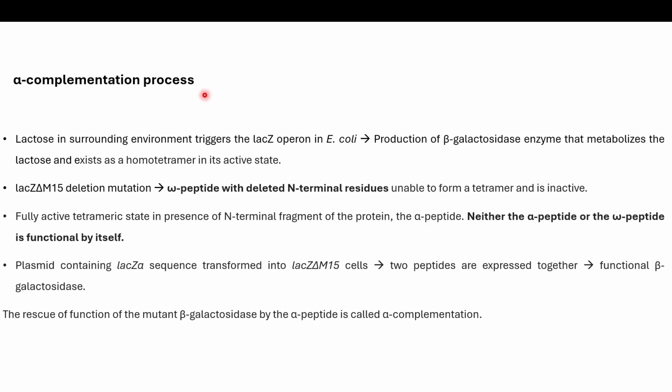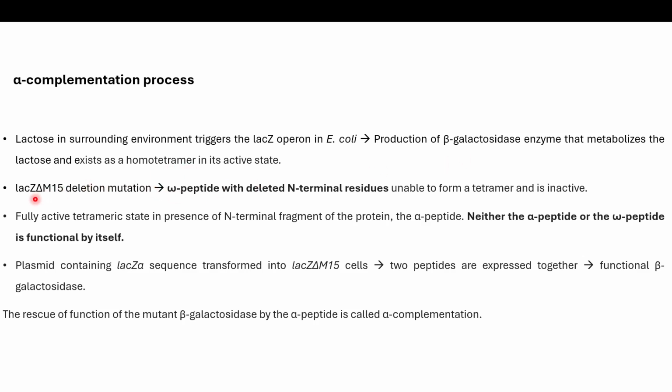So this is the alpha complementation process we are talking about. So lactose in the surrounding medium triggers the lac operon in E. coli, okay, which leads to the ZYA genes being expressed. So beta galactosidase is expressed, and beta galactosidase metabolizes the lactose. In the natural scenario, beta galactosidase is a homotetramer, containing all four subunits the same. In case of, suppose, hemoglobin, this is a heterotetramer because there are two alpha and two beta subunits, right? Now in its active state, beta galactosidase is tetrameric in nature.